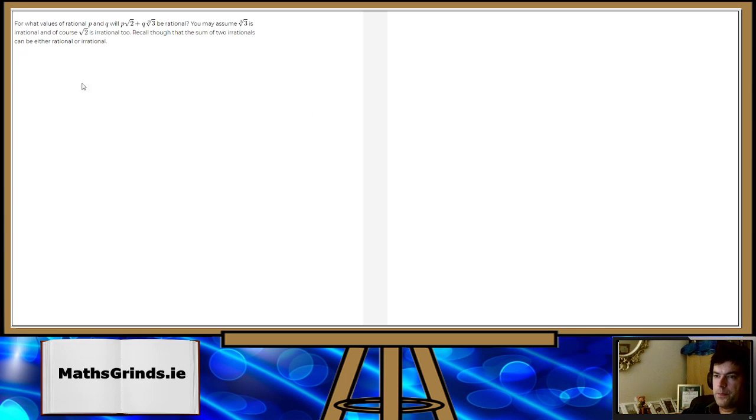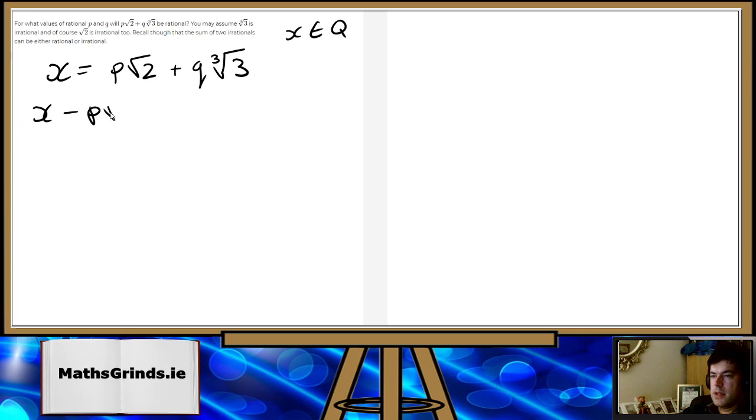So we can say x equals p square root 2 plus q cube root 3, and x is rational. x minus p square root 2 equals q cube root 3. Now I'll cube both sides.